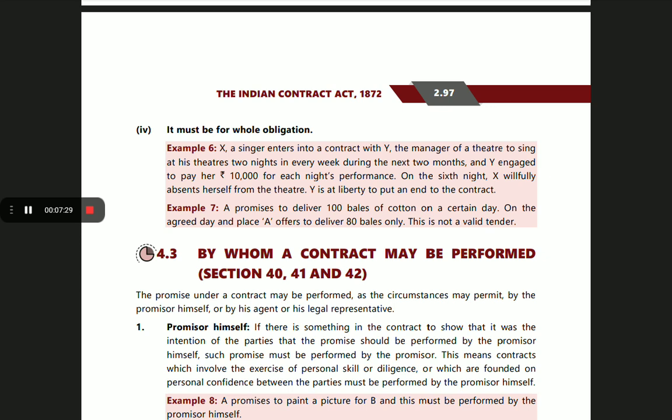By whom a contract may be performed. Sections 40, 41 and 42. The promise under a contract may be performed, as the circumstances may permit, by the promisor himself or by his agent or his legal representative.